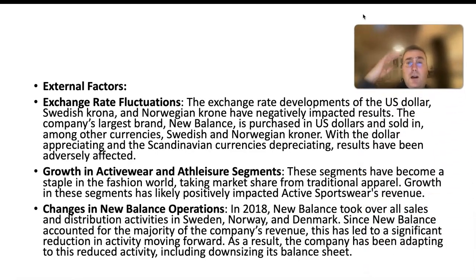Changes in New Balance operations. In 2018, New Balance took over all sale and distribution activities in Sweden, Norway, and Denmark. Since New Balance accounted for the majority of the company's revenue, this has led to a significant reduction in activity moving forward. As a result, the company has adapted to the reduced activity, including downsizing the balance sheet.